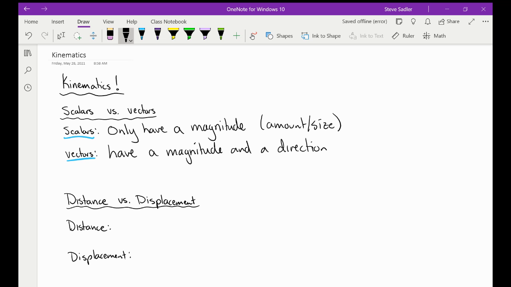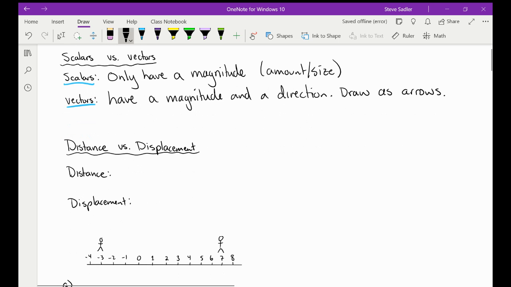So we do draw vectors as arrows. And you'll see that we actually label them a little bit differently. I'm not going to dive too much into that because we are looking at that throughout the entire unit. So let's start with distance versus displacement. One is a scalar and one is a vector. So distance is a scalar quantity and displacement is a vector quantity.